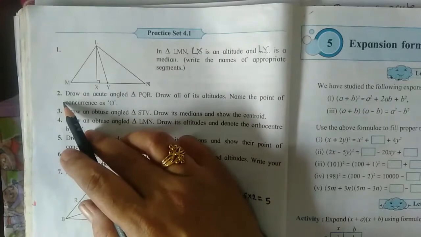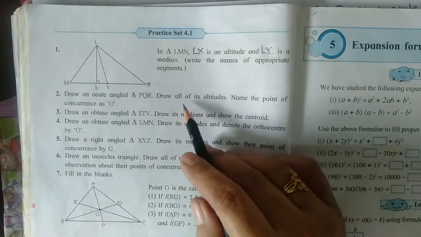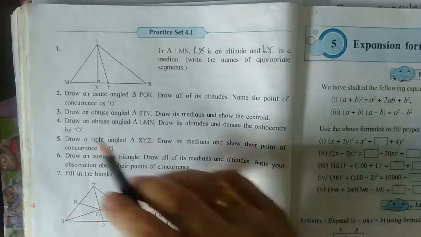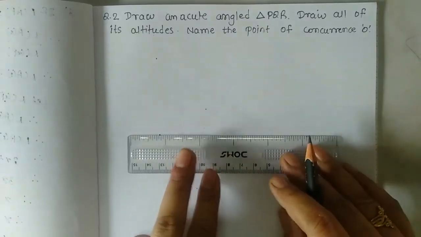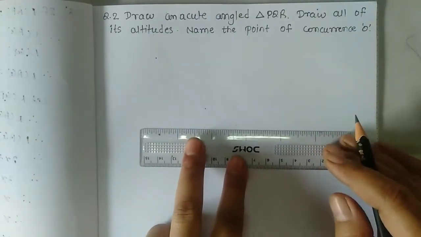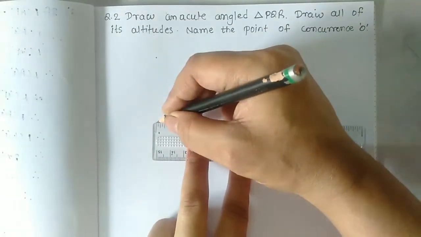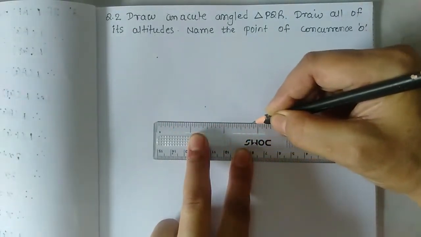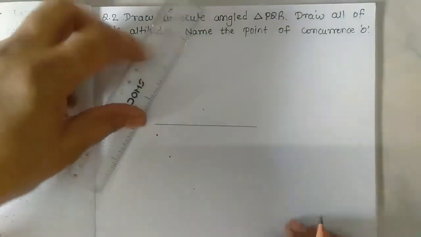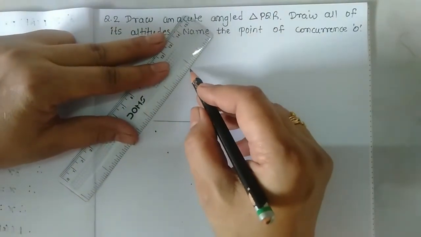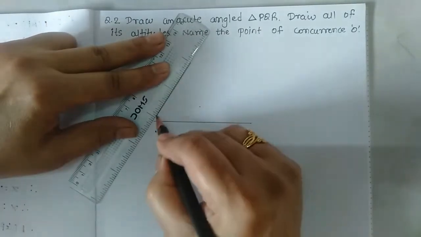Now the next question: draw an acute angle triangle PQR, draw all of its altitudes, and name the point of concurrence as O. Firstly, draw the acute angle triangle. All of you know what is meant by an acute angle triangle? When all the angles of the given triangle are less than 90 degrees, that triangle is called an acute angle triangle.